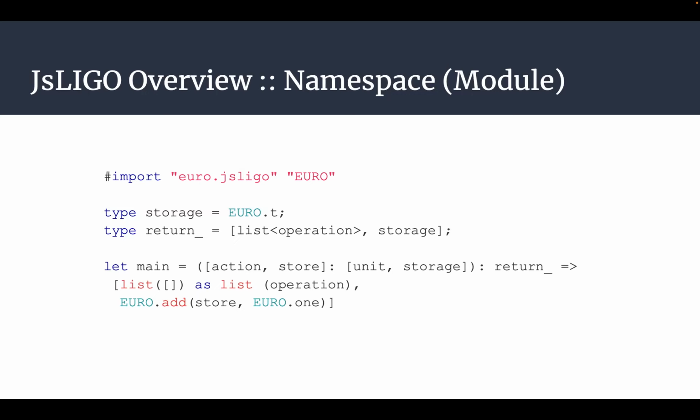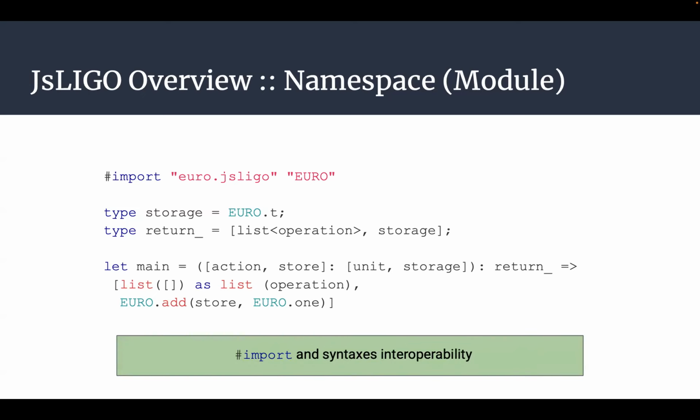We define here the type return. So we have a return with an underscore because in JsLIGO return is a keyword, so you cannot use it directly. And then after, we can create a main function with two parameters. This is the function. This is the syntax which has been used, which uses a kind of deconstruction. But we can also write it with Action.unit, Store.storage, etc. These are two syntaxes. And the import is the support for what we call syntaxes interoperability.